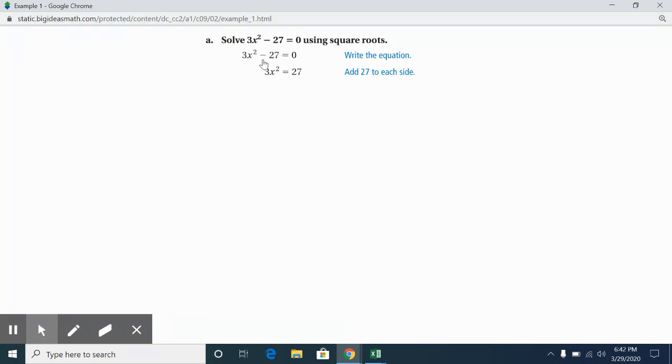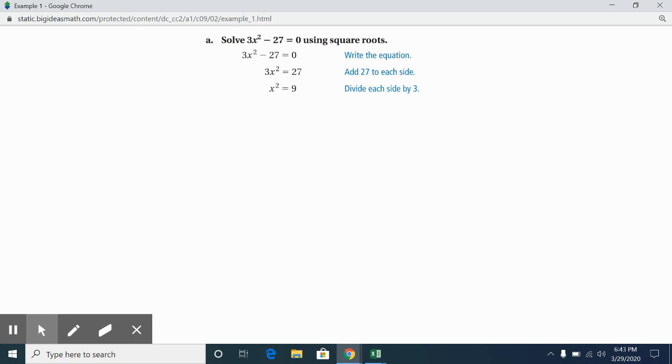If you know how to solve an equation, you know how to solve these square root equations. There's nothing different about it, except for the fact that in the end, we take the square root to find our actual solutions. So again, we want to solve for x. What we're going to do first is isolate x squared. First we're going to get rid of this minus 27 by adding it. So add 27 to each side. Then we're going to divide by 3 to isolate x squared.